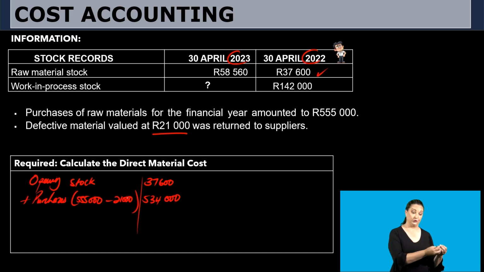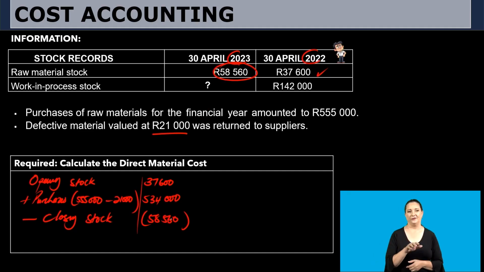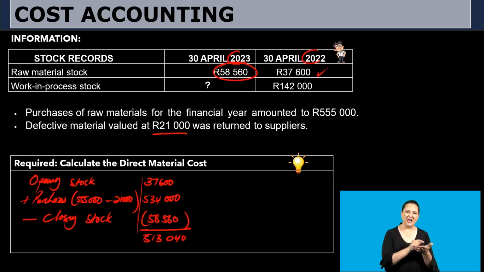So I've said opening stock plus purchases. If I had carriage, I was going to add the carriage as well. And then I'm just going to say minus closing stock. My closing stock was given, which is 58,560. That is going to give me the cost of raw materials issued for production, that is 513,040. That is how you do that calculation.